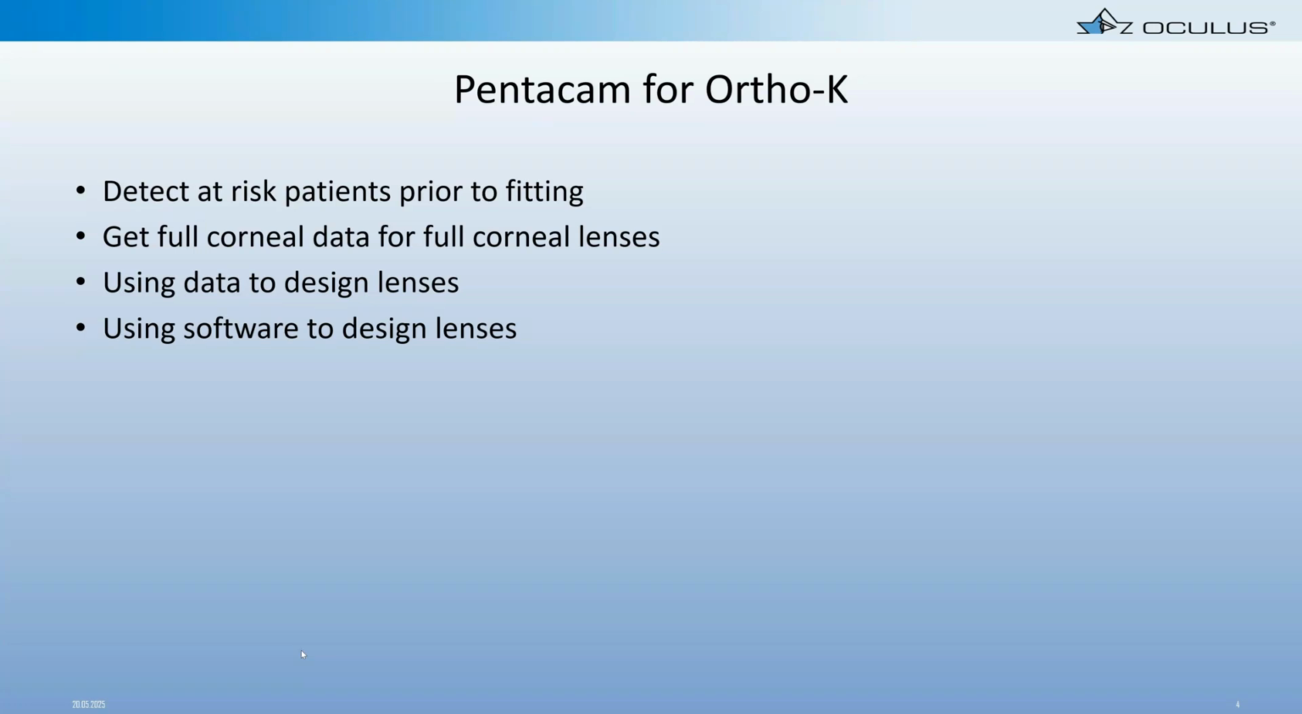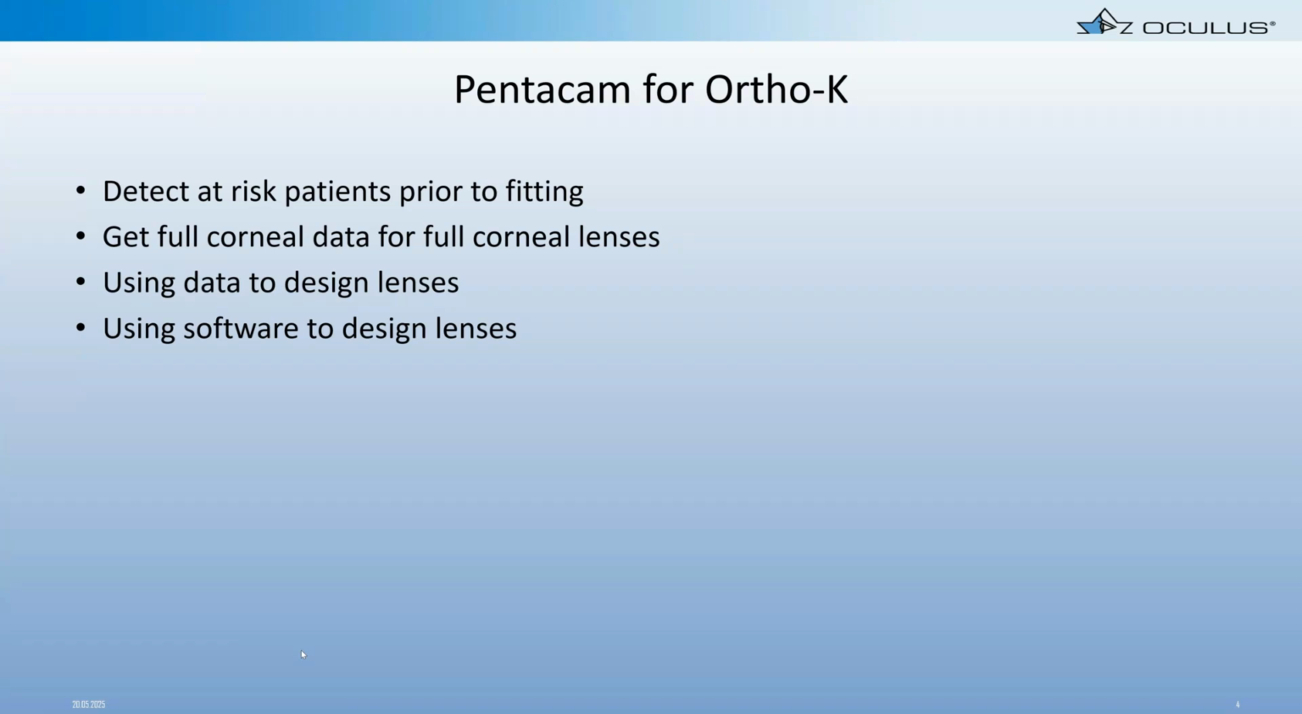So looking for things like keratoconus developing in our teenage Ortho-K patients is critical, and we want to try to detect those patients who may be at greater risk prior to fitting, because we may decide that Ortho-K isn't the best thing for them because it really doesn't allow us to monitor the shape of the cornea that carefully long term. So we may choose some other type of myopia management procedure instead of Ortho-K.